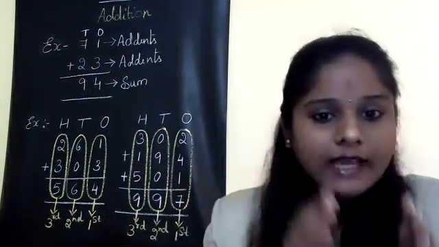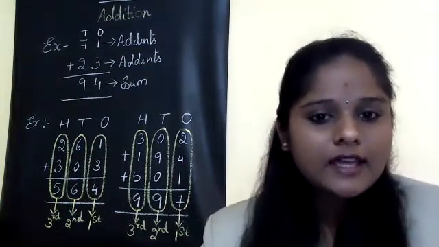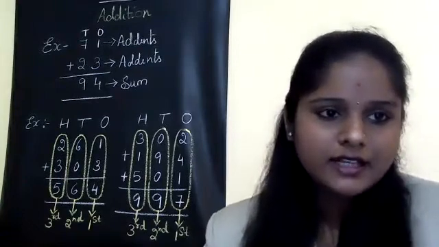Move to the tens column, that is the tens place addition. What is the number there in tens place? 6 and 0, isn't it?